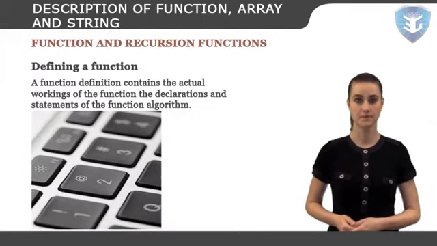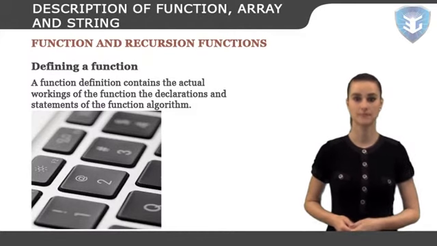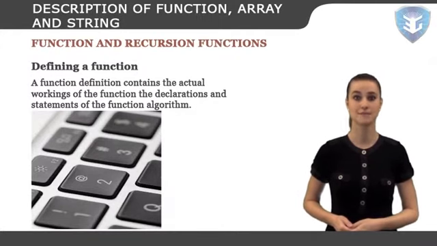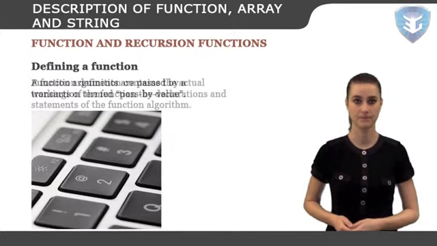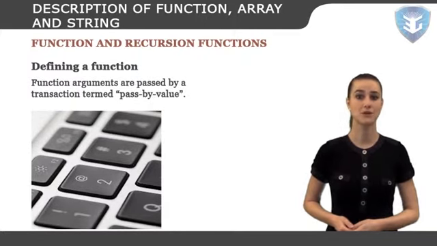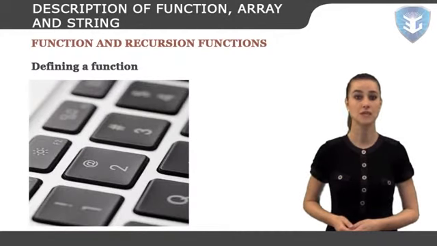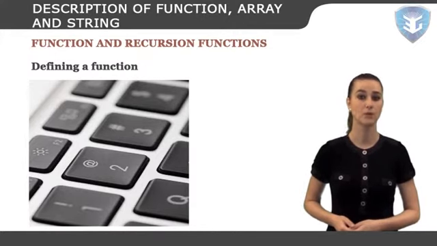Defining a function. A function definition contains the actual workings of the function, the declarations and statements of the function algorithm. The function is passed a number of input parameters or arguments and may return a value, as specified by its interface definition. Function arguments are passed by a transaction termed passByValue. This means that the function receives a local copy of each input variable, not the variable itself. Thus, any changes made to the local variable will not affect the value of the variable in the calling function.